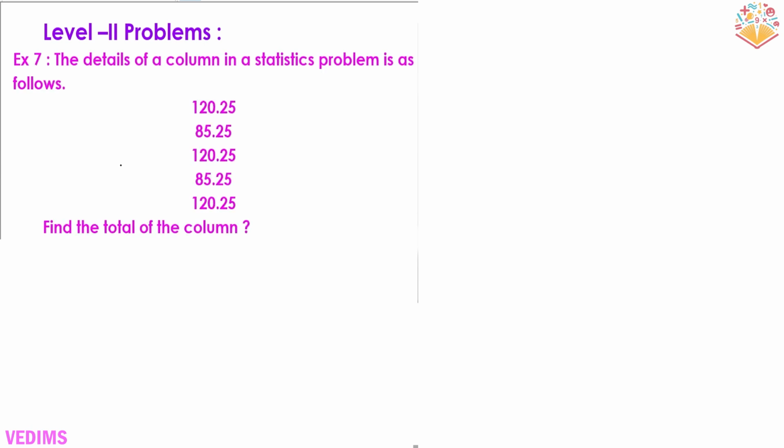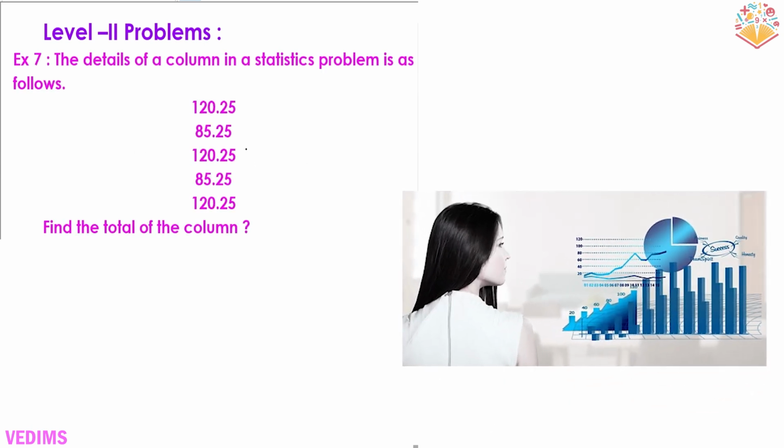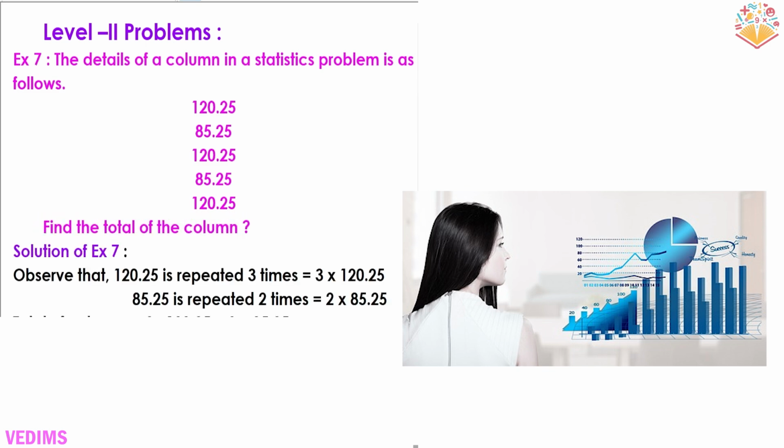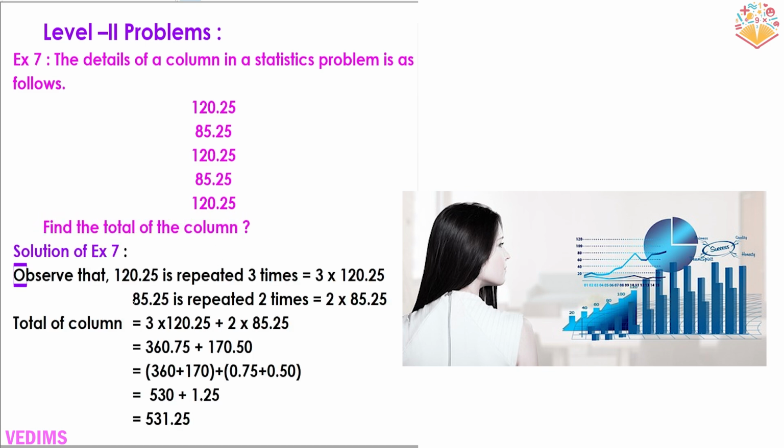The details of a column in a statistics problem are as follows. Generally, you come across problems like this: 120.25, 85.25, 120.25, 85.25, 120.25. Find the total of the column. You can speed up by observing that 120.25 is repeated 3 times. You can use multiplication here, 3 into 120.25. 85.25 is repeated 2 times, 2 into 85.25. Total of the column will be 3 into 120.25 plus 2 into 85.25.